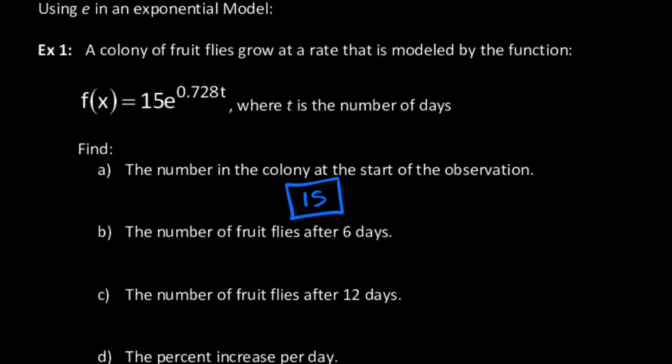The number of fruit flies after 6 days. So f of 6 will be 15 times e to the 0.728 times 6. Since we are talking about fruit flies, a biological entity, we can only deal with whole numbers. So what you want to do here, usually it'll say round it to the nearest fruit fly. If it doesn't, technically you should probably truncate the decimal instead of rounding up. So this would get us 1183, 1183.